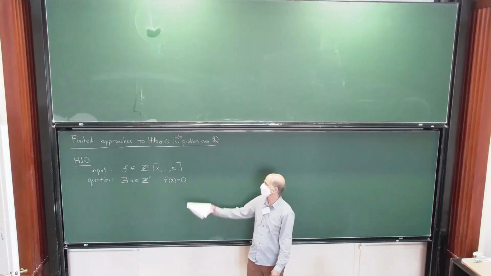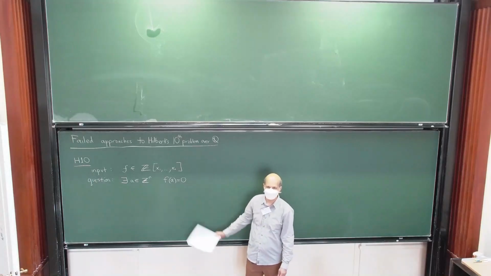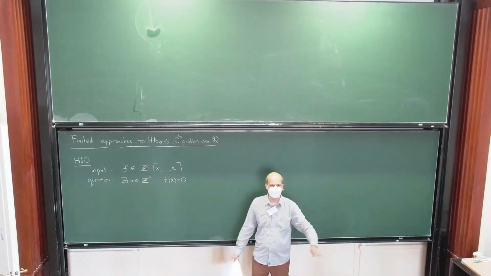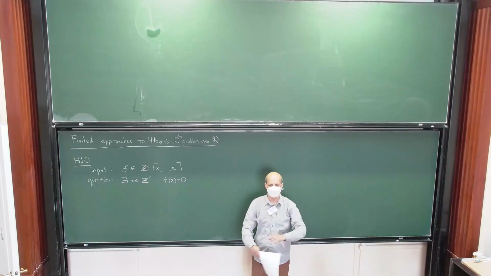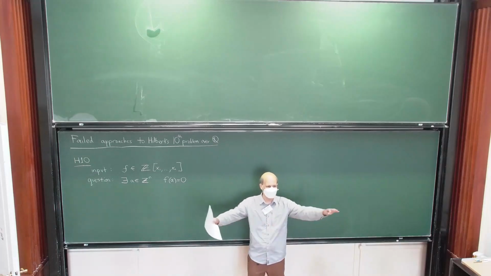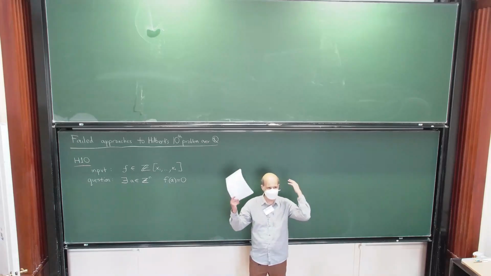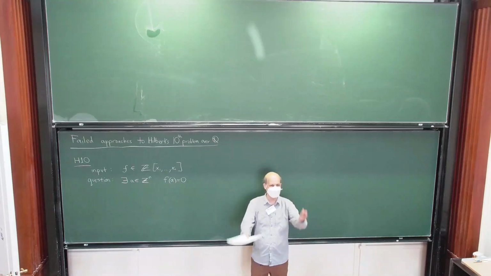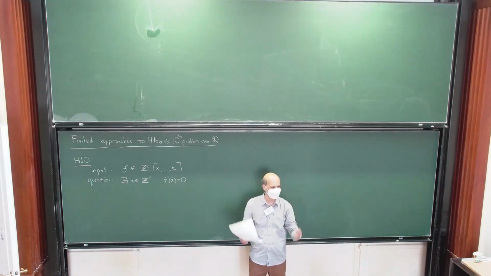So yeah, I'll talk about failed approaches to Hilbert's problem over Q. And by the way, I'm sure that some of you are much better at failing than I am, so feel free to make suggestions. No, I'm just kidding. But if you have ideas, better ways to fail, then please let me know.